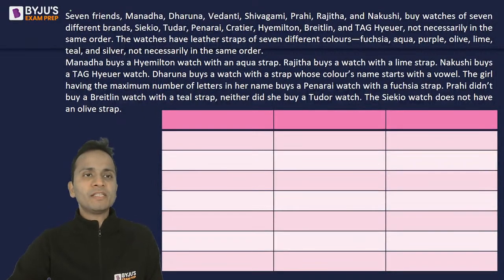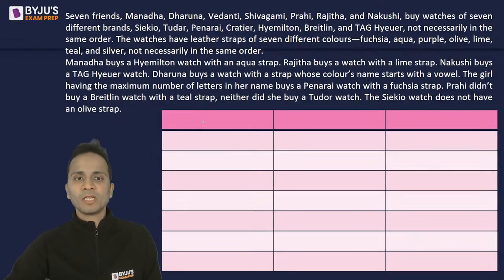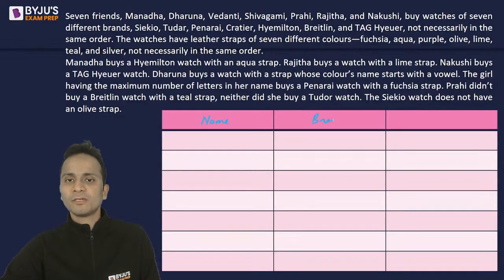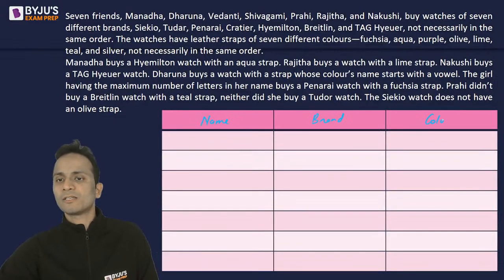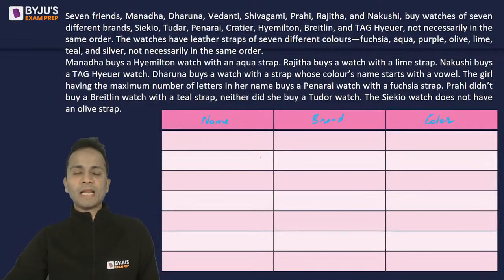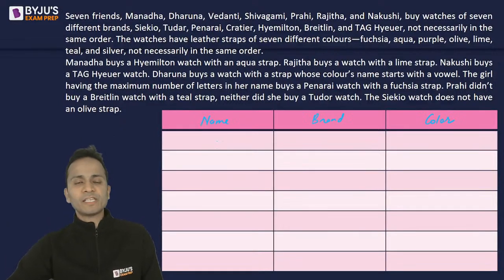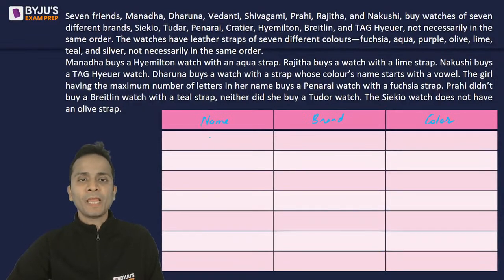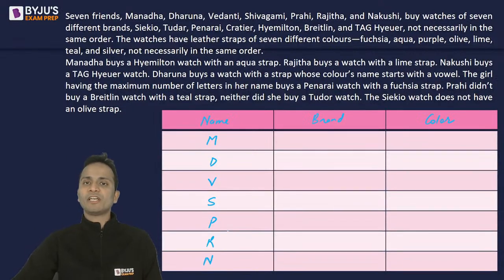So I've copied the first paragraph and the third paragraph. We have already read the second paragraph. So I'll fill this table. I'll write the name of the person, the brand of watch, and color. These three things. I'll fix one of these three parameters, so let's fix up the name. I'll write the initials M, B, V, S, P, R, and N. I have written the names.